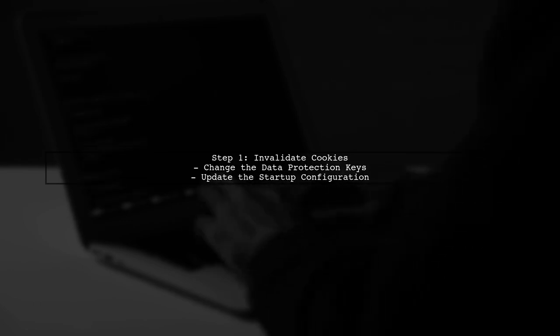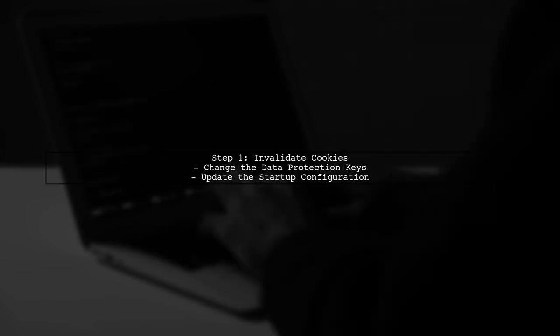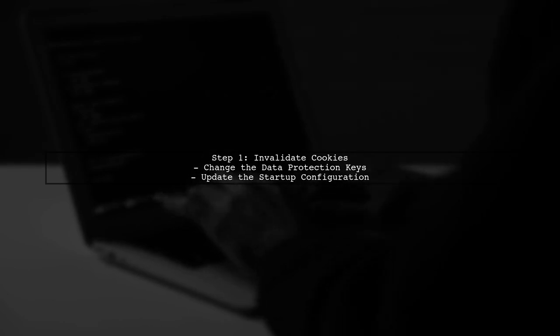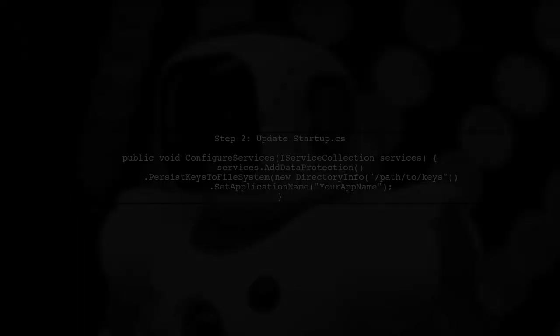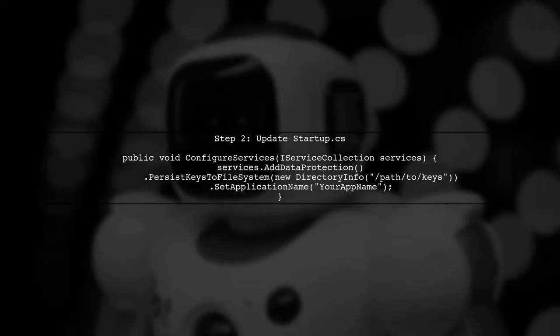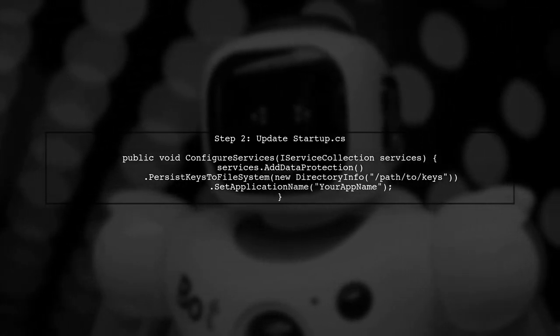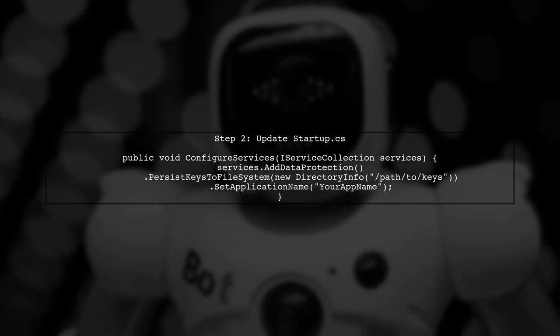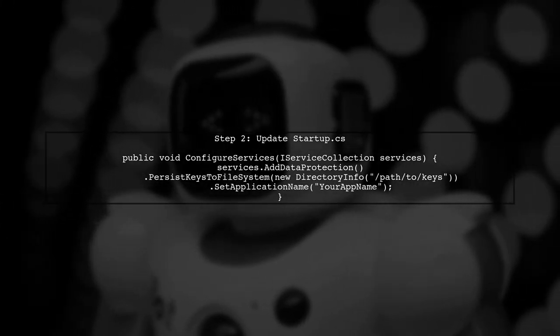To log out all users in ASP.NET Core using cookie authentication, we need to invalidate the authentication cookies. This can be achieved by changing the data used to validate the cookies. First, locate your startup.cs file. In the configure services method, you can configure the data protection system to use a different key. This will effectively invalidate all existing cookies.